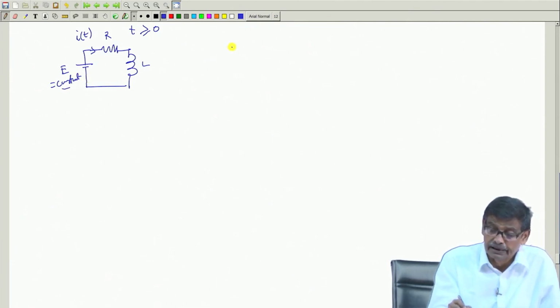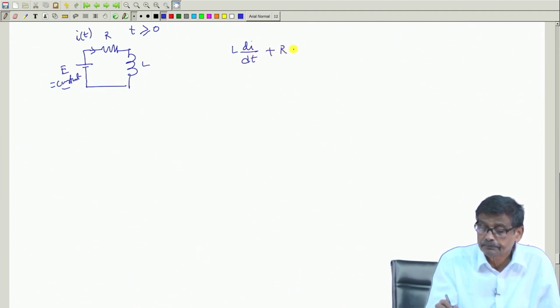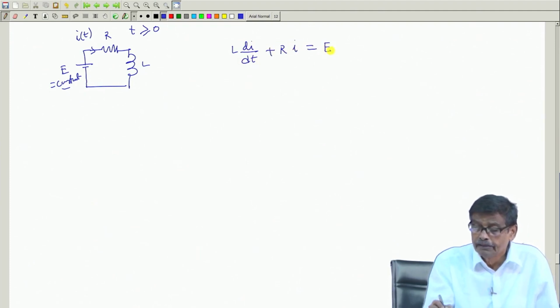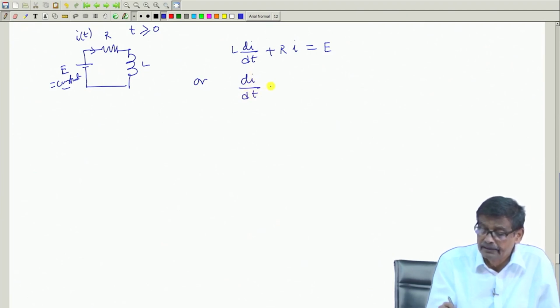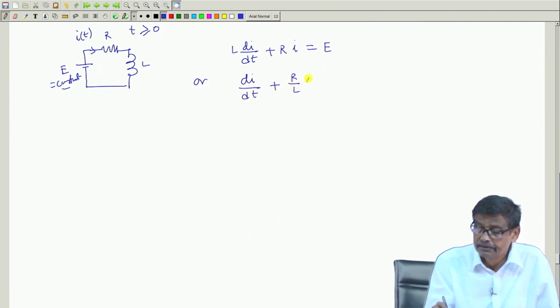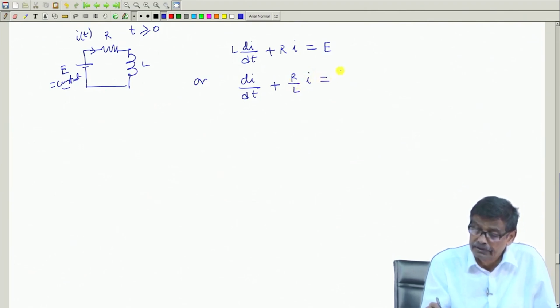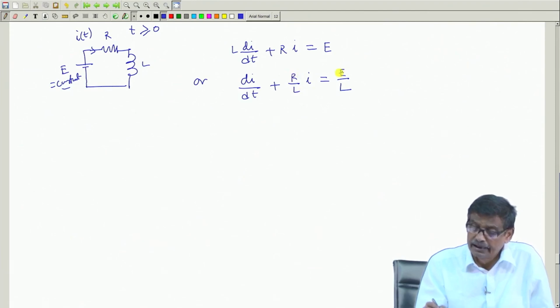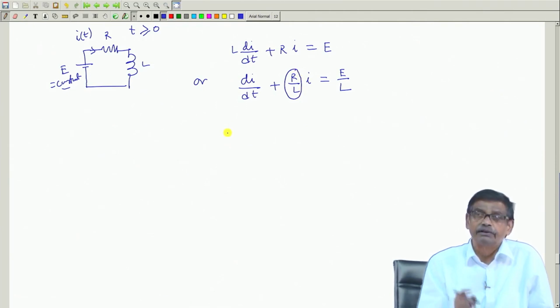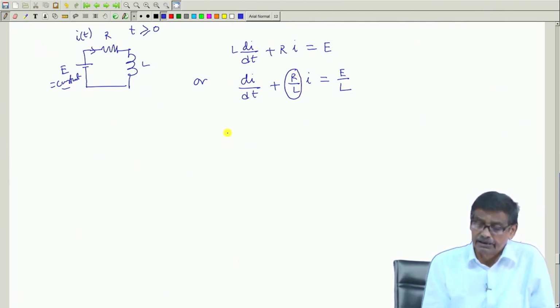So, we got that L di/dt plus R I is equal to E. Now, the right hand side is constant. So, what we do first is we divide by L. So, this is (R/L) into I is equal to E/L, that is what, divide both sides by L. Then these numbers R, L and E are constant. So, this constant plays a crucial role in solving the differential equation.